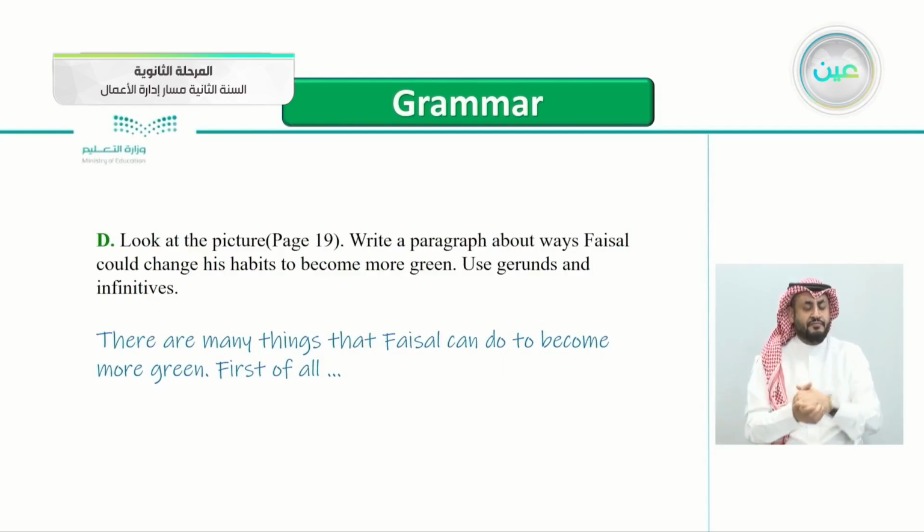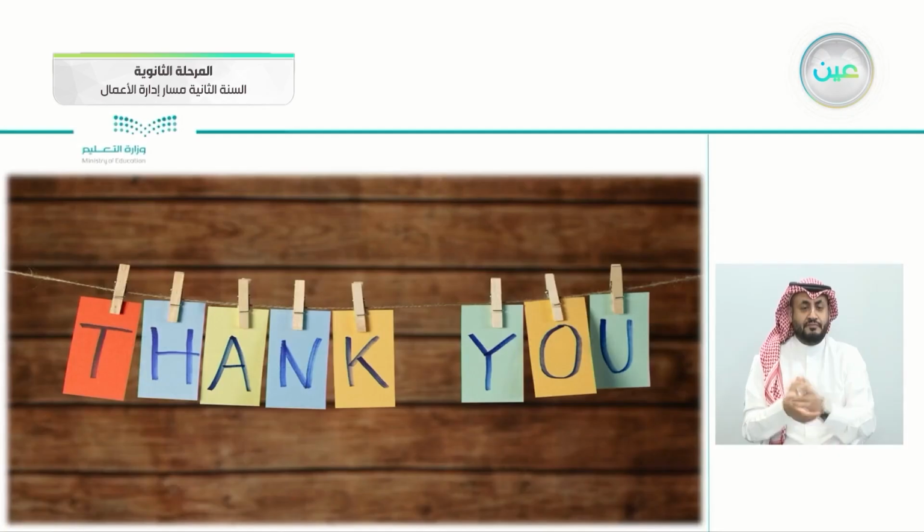Exercise D here. Look at the picture, page 19. So open your books, page 19. Write a paragraph about ways Faisal could change his habits to become more green. Use gerunds and infinitives. So you can begin with this: there are many things that Faisal can do to become more green, first of all, and then you continue writing this paragraph. And with that, we reach the end of this lesson.